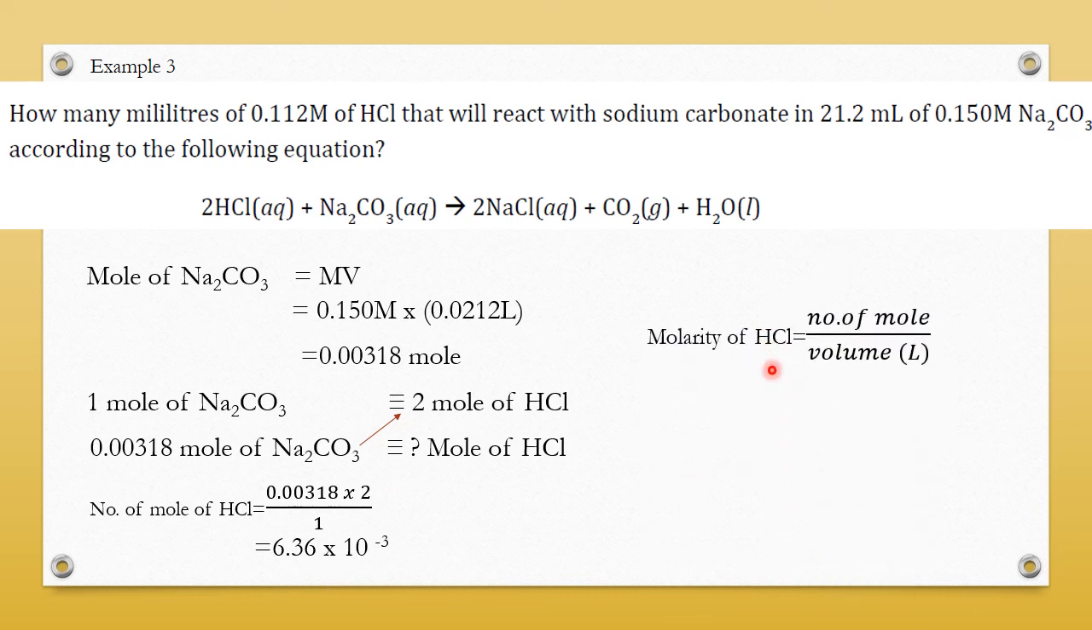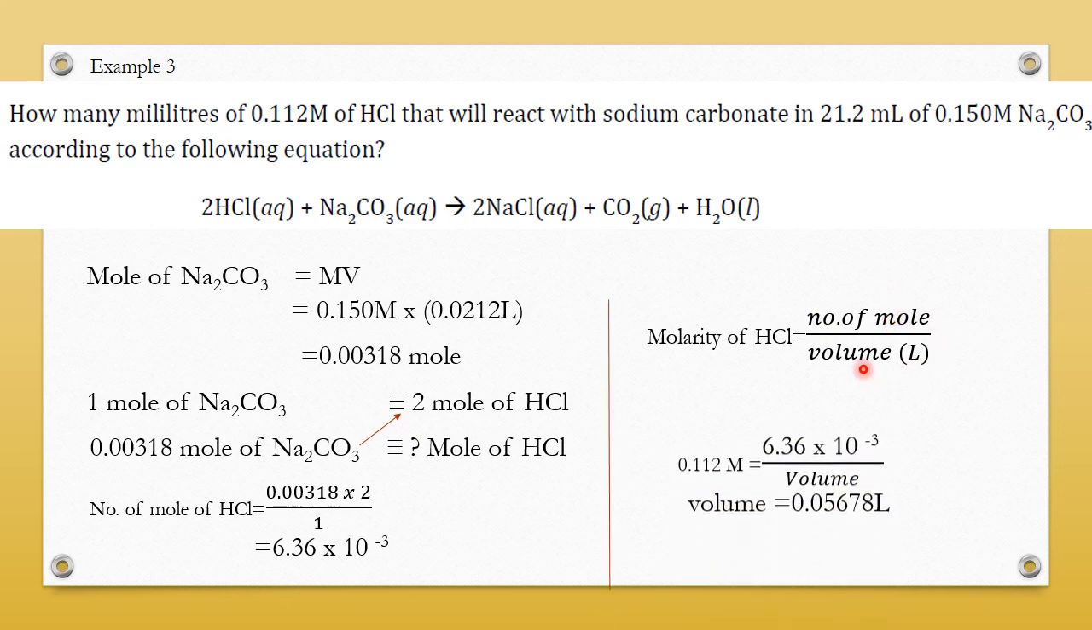The formula is molarity equals number of mole divided by volume. So we substitute 0.112 into molarity, and the mole is 6.36 times 10 to the power of -3. To find volume, we use number of mole divided by molarity. So we got the volume is 0.05678 liter. The question is asking in milliliters, so multiply by 1000, which is 56.78 milliliter.